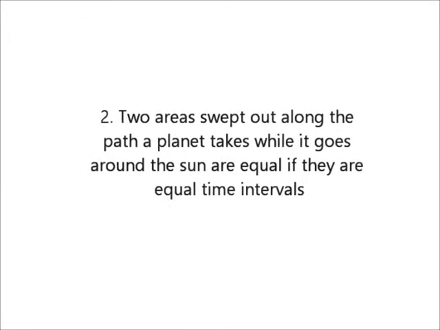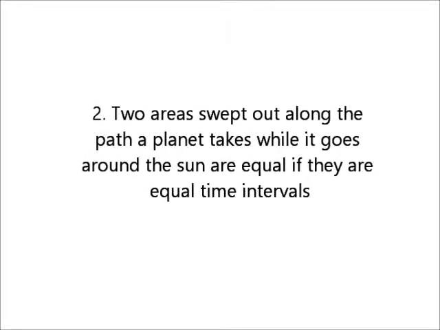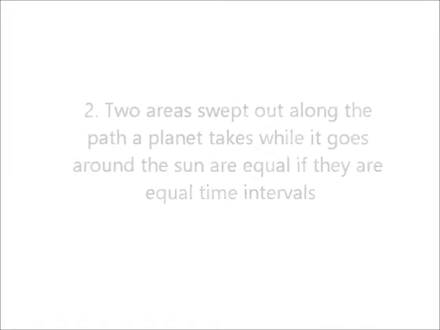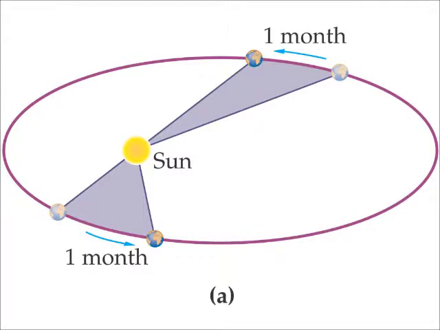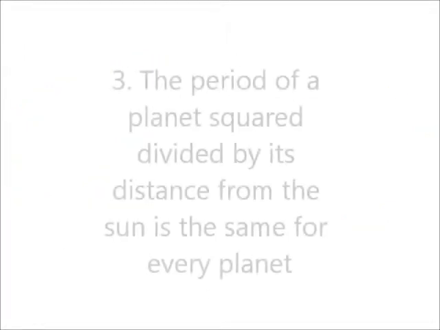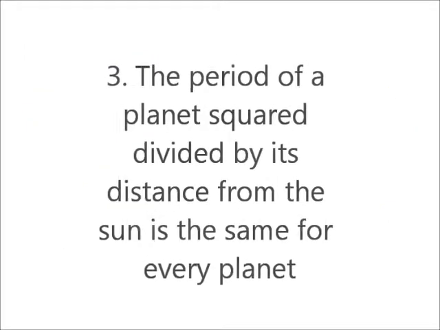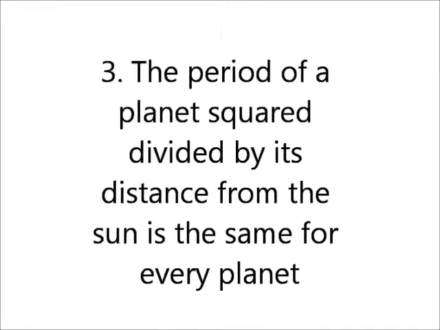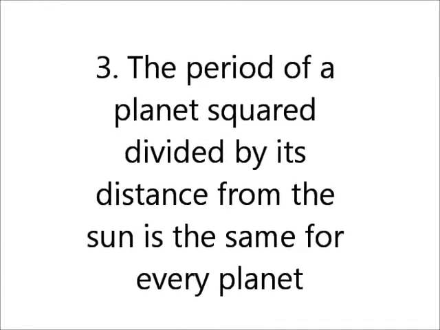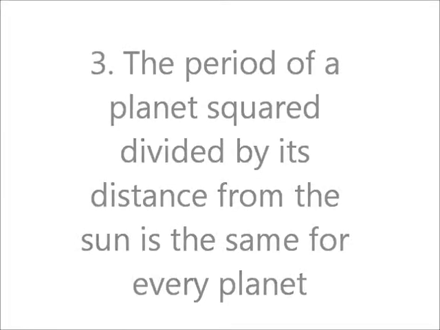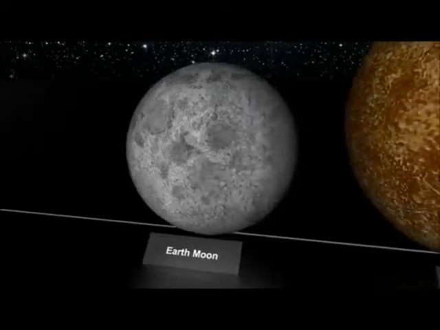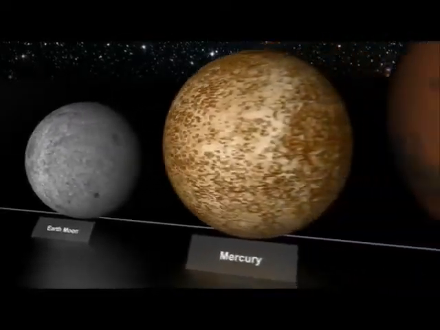Kepler's second law is that two areas swept out along the path a planet takes while it goes around the sun are equal if they are of equal time intervals. Kepler's third law is that the period of a planet squared divided by its distance from the sun cubed is the same for every single planet. Here's an animation of the planets in our solar system and their relative sizes.